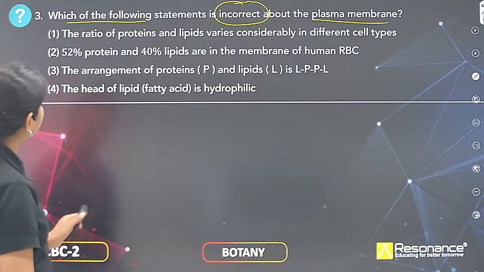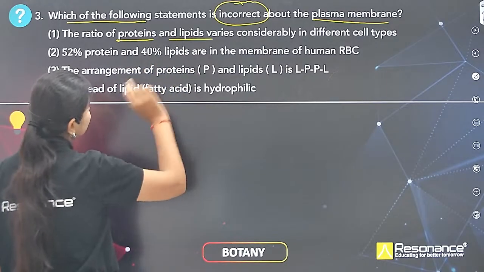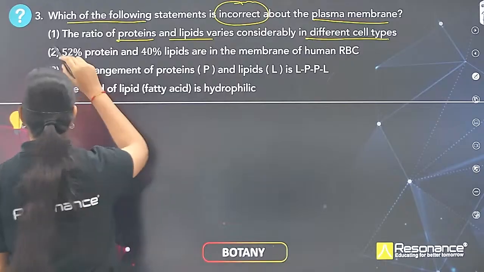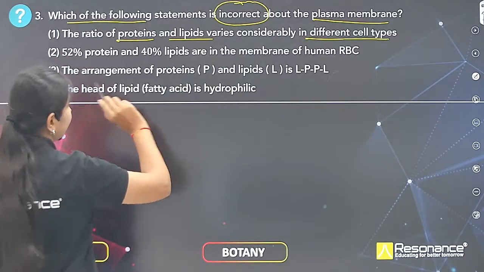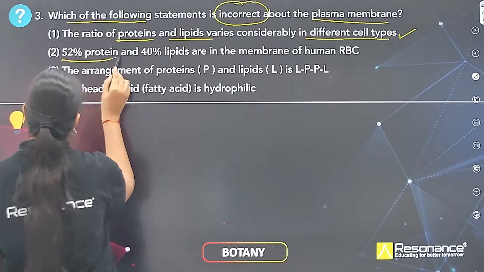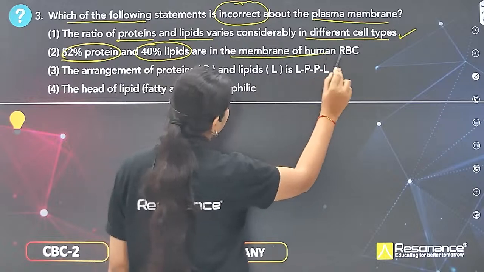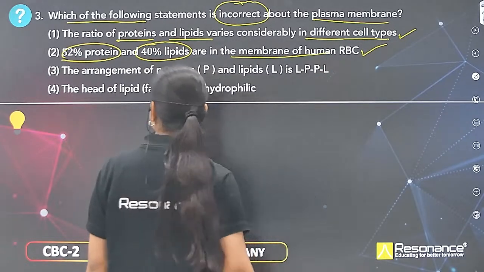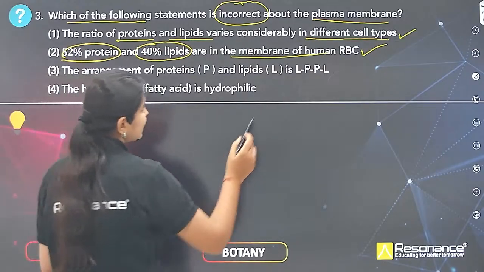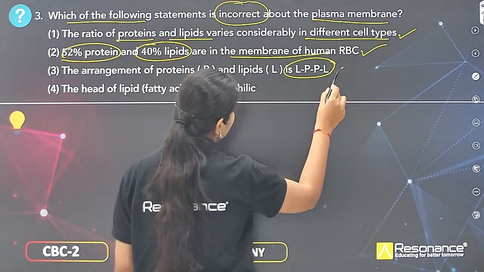Now the first statement: the ratio of proteins and lipids varies considerably in different types of cells. Yes, that is a correct statement. Next, 52% of the protein and 40% of the lipid are in the membrane of human RBC. Yes, that is also correct. The arrangement of the proteins and lipids is lipid, protein, protein, lipid. No, this is incorrect.